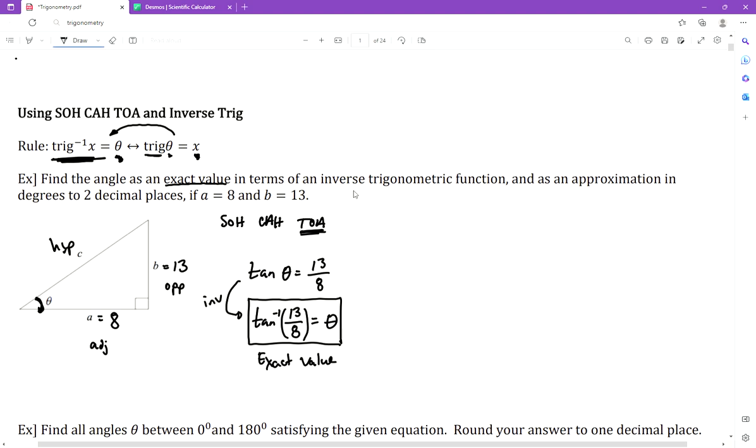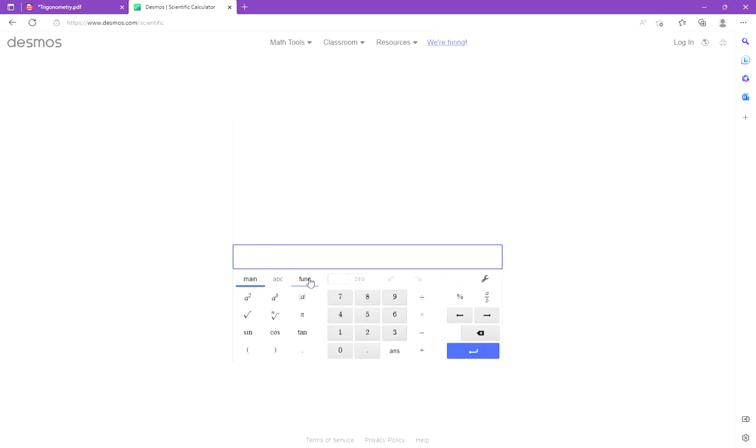Okay, but it also says use a calculator or approximate to two decimal places. Okay, so to do that, well, the calculator has this in it. Let me rewrite theta on the left. And we just type it in exactly as we see it here. I'm going to use approximately though. Okay, so I've got Desmos already ready. Here it is. And then it's in the functions. And then here's tangent inverse.